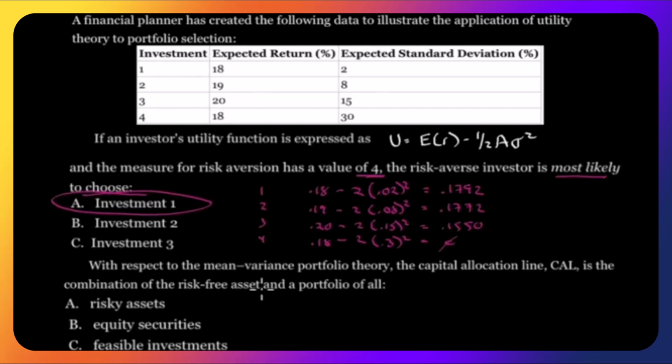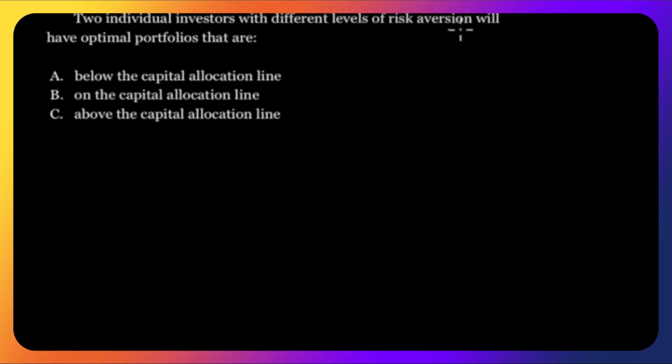With respect to the mean variance portfolio theory, the capital allocation line, CAL, is the combination of the risk-free asset and a portfolio of all risky assets, equity securities, or feasible investments. Remember we said risky assets only, right? Two individual investors with different levels of risk aversion will have optimal portfolios that are below the capital allocation line, on the capital allocation line, or above the capital allocation line. Well, you wouldn't be below because you could do better by moving up to the capital allocation line. You wouldn't be above because they're unattainable. They would both be on the capital allocation line.